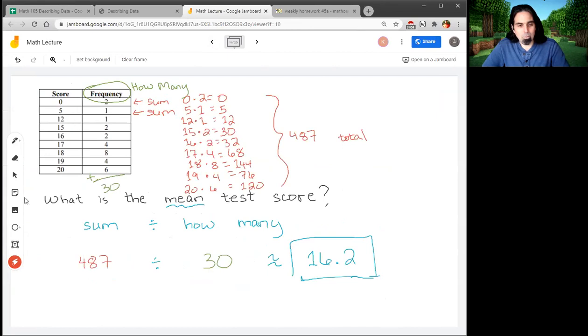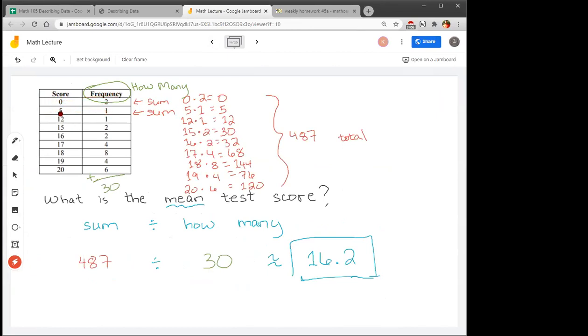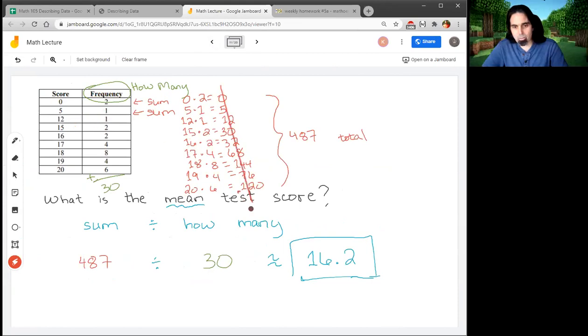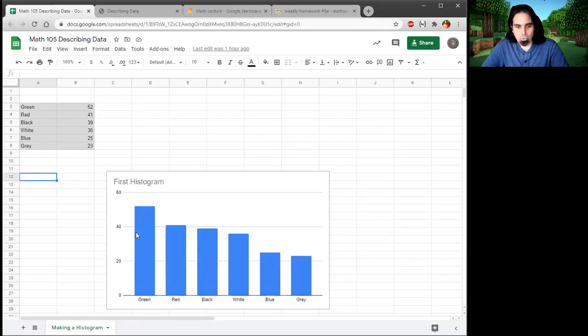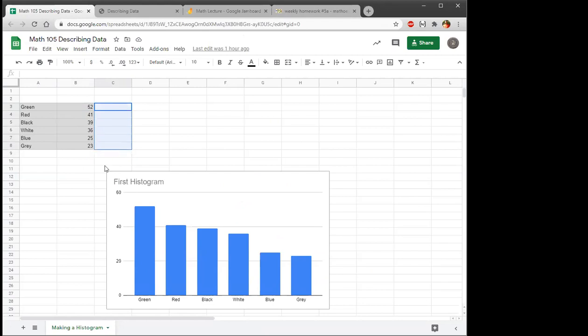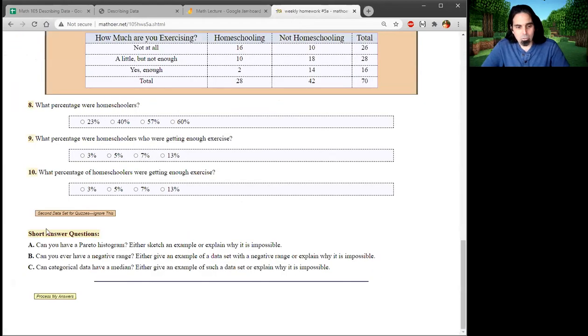But there's no way to get like an average of these. Right. So remember here we had to multiply across each time. 0 times 2, 5 times 1. And after we did that, we added them all up. With categorical data, there's no way to multiply across. I can't do green times 52 is something. And 41 is something. So I can't get this column to add up at the end. So for short answer C, figure out how to put that in your own words.